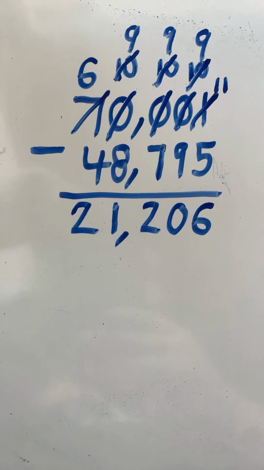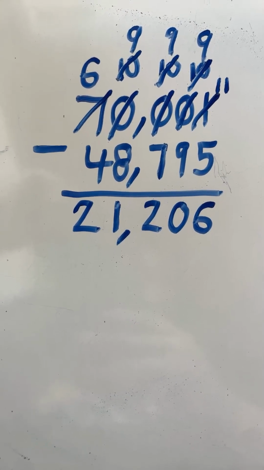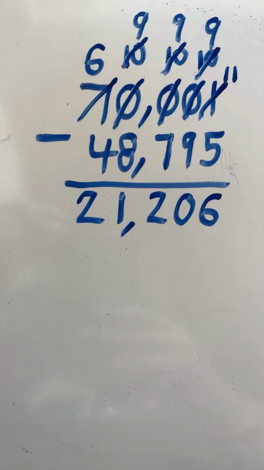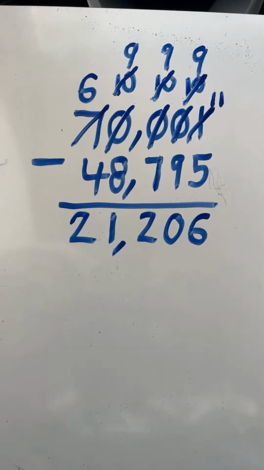70,001 minus 48,795 equals 21,206. All right, moving on to the next example problem.